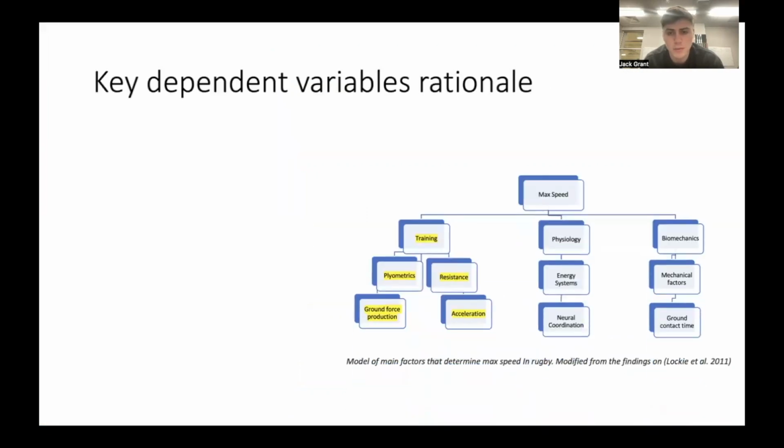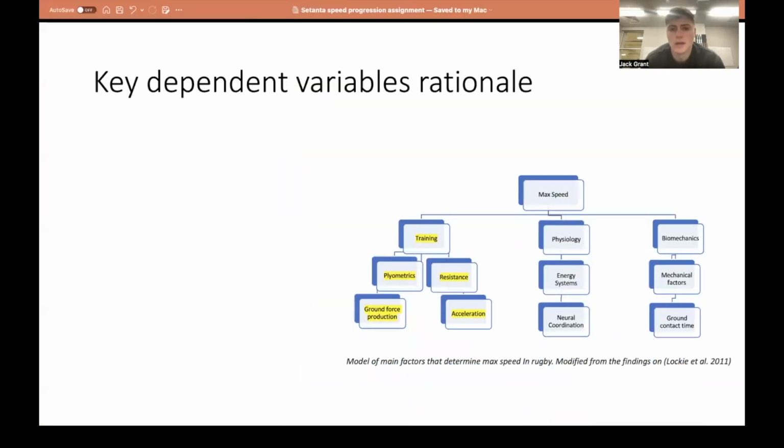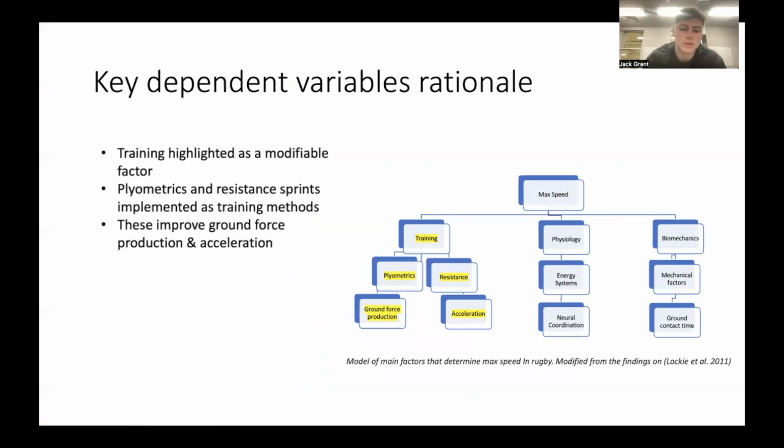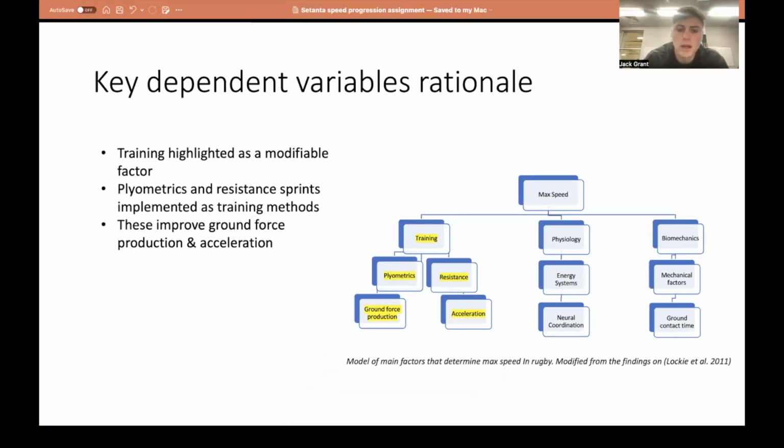Onto the key dependent variable rationale. So as I said, we identified our key dependent variables through the use of a theoretical model. So training was used and identified as the easily modifiable factor, and the modes of training were plyometric training and resistance training. So plyometric training to improve that ground force production and resistance training to improve that acceleration.